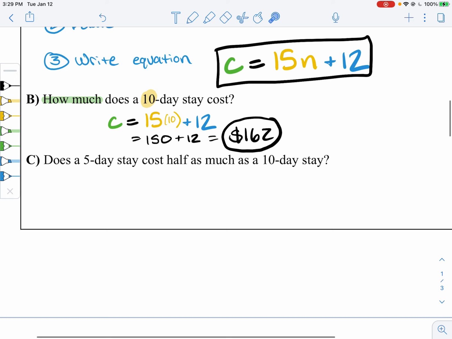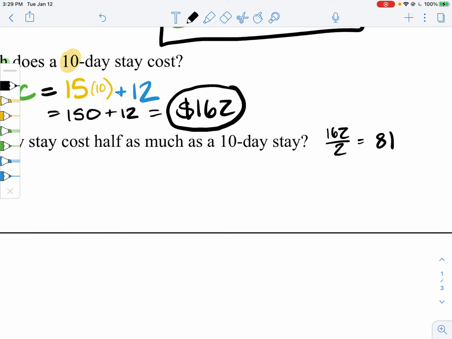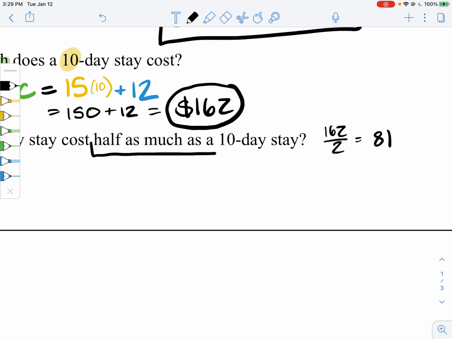So does a 5-day stay cost half as much as a 10-day stay? Well, first of all, what is half of 162? 162 divided by 5 is, nope, just kidding, divided by 2, sorry, half. Divided by 2 is 81. So half of that is 81, okay, half as much as a 10-day stay is $81.